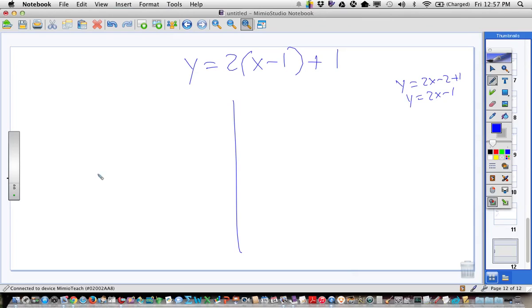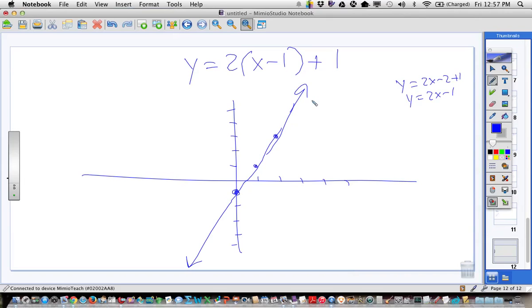Now, if I was going to graph that, okay, 1, 2, 3, 4, 5. Okay, I would go down here to -1. I would go up 2 over 1, up 2 over 1. And I would have, all right, I would have this line right here. Okay, now, the parent graph, though, of lines is y equals x, right? Which would be this line right here, which would be this red line.